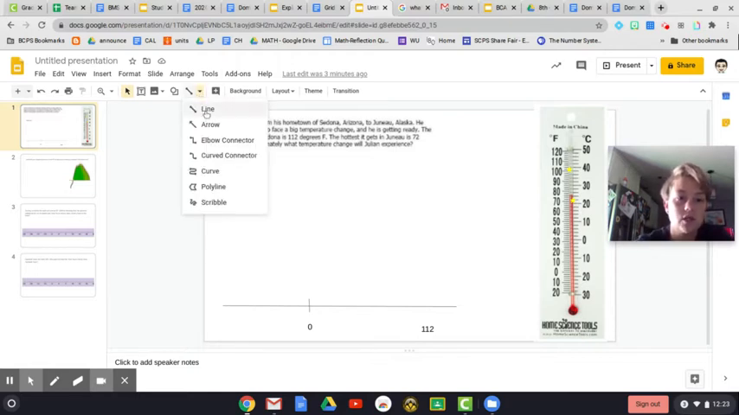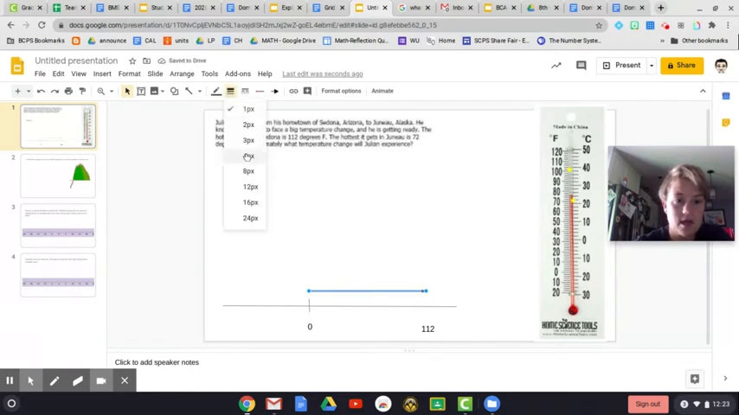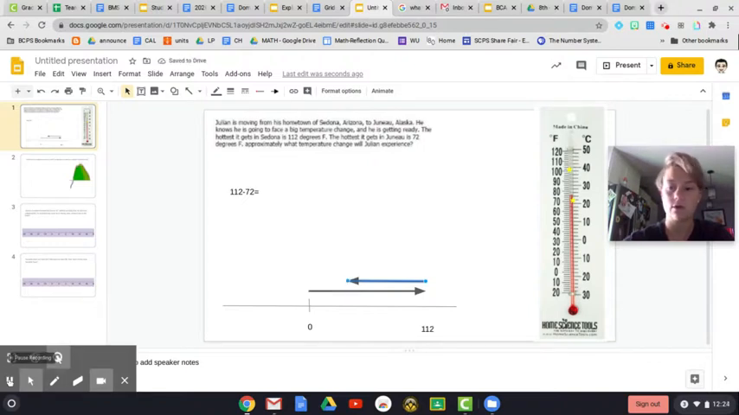So again, we can use our arrows. We would start at 0 and move to the right till we get to 112. And then our second arrow would start at 112, but because we're subtracting, we're going to go closer to 0, right? We're taking 72 away, so we would go to the left by 72 units. We could also use our thermometer as a number line. Number lines can also go vertically as well as horizontally.